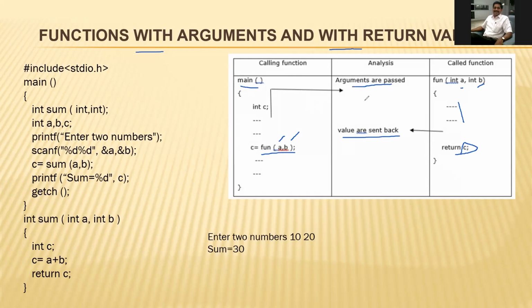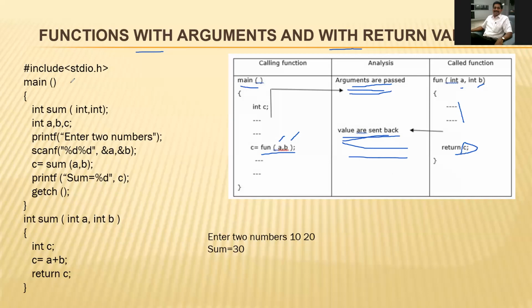Also arguments are passed. The first category was no arguments, no return values. The second category was no arguments but return values. The third category was where we are not passing any argument, but we are sending values back. So these three categories we have seen. This is the last category, where we are passing the arguments and we are returning the values also. So what is that?